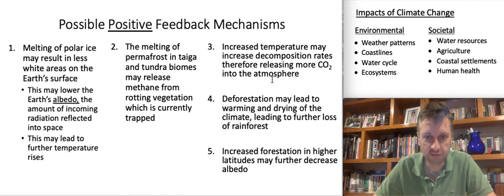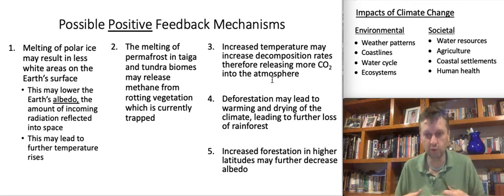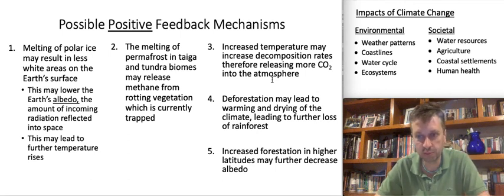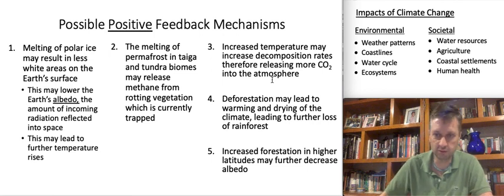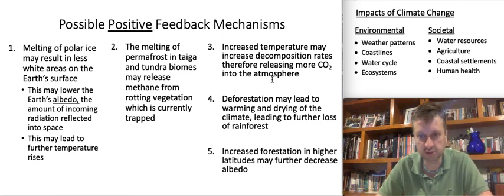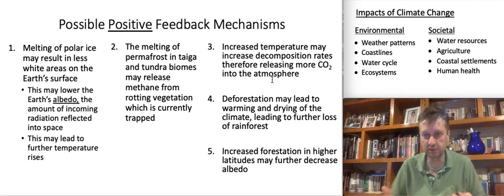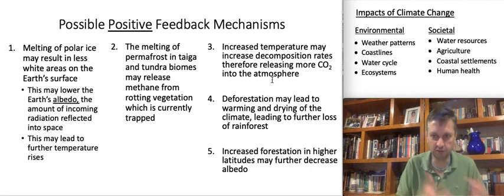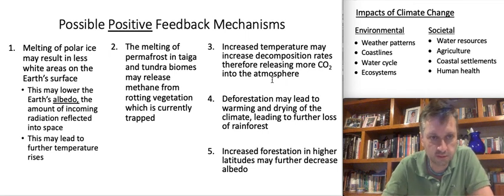And then finally, number 5, because of biome shifts, we might expect trees and plants to grow in areas where there were previously white surfaces of ice, snow, and permafrost. If that happens, the albedo would be expected to decrease even more, and again we have this runaway positive feedback effect. Okay, so 5 possible positive feedback mechanisms.